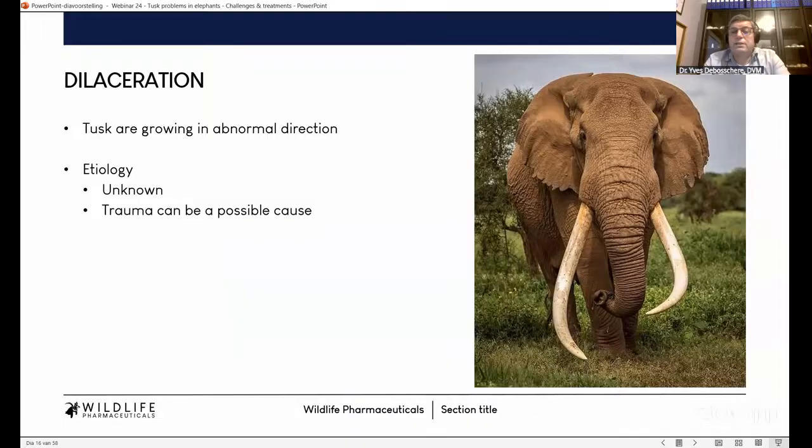The laceration is, well, it's an abnormality, but it's not so bad. That means that the tusks are growing in an abnormal direction. We can all see that. The etiology is unknown. We don't really know why, but trauma can be a possible cause. And as I said in the beginning, if we have trauma to the tusk, it will direct the growth direction of the tusk, and we can see that already at that time we can have differences in growth direction of the tusk.